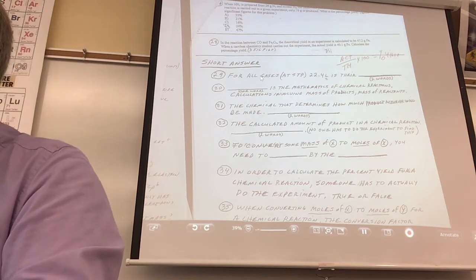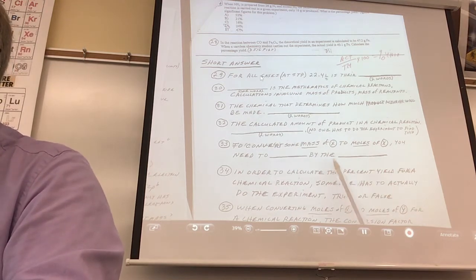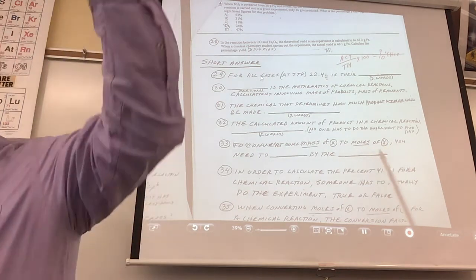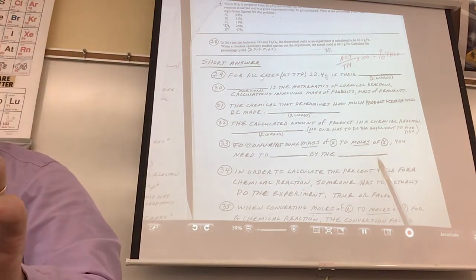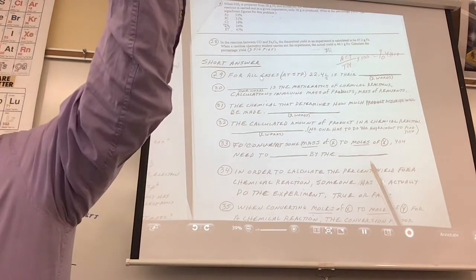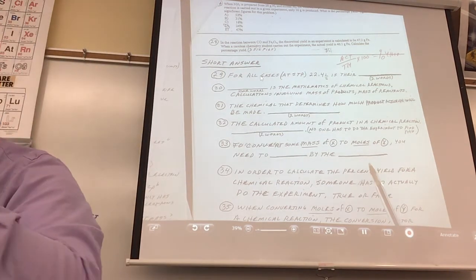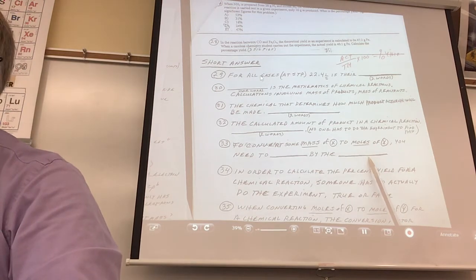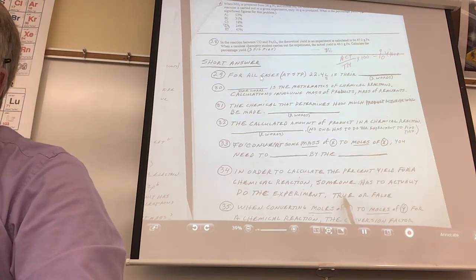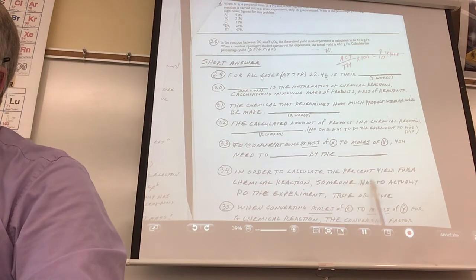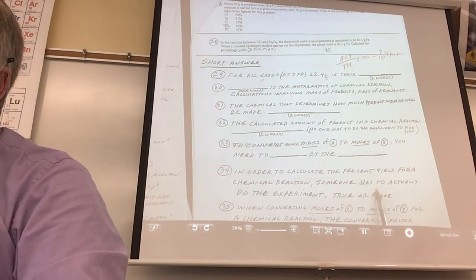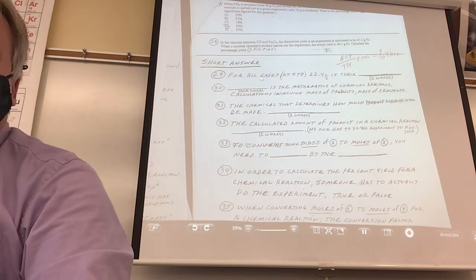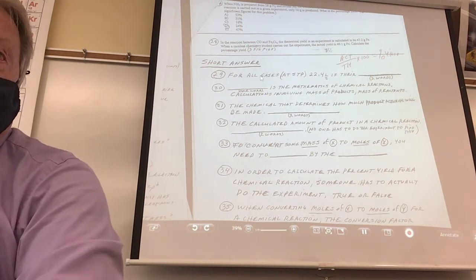All right, let's do another one. To convert a mass of one material to the moles of that same material, mass to moles, what would you do? If you have the mass of something, you want to convert it to moles, what do you do? Divide by the molar mass. Excellent. In order to calculate the percent yield for a chemical reaction, someone actually has to do the experiment. Yes, and you guys did that right. That's the last thing I haven't graded for you. I had to grade your lab write-up. You did.